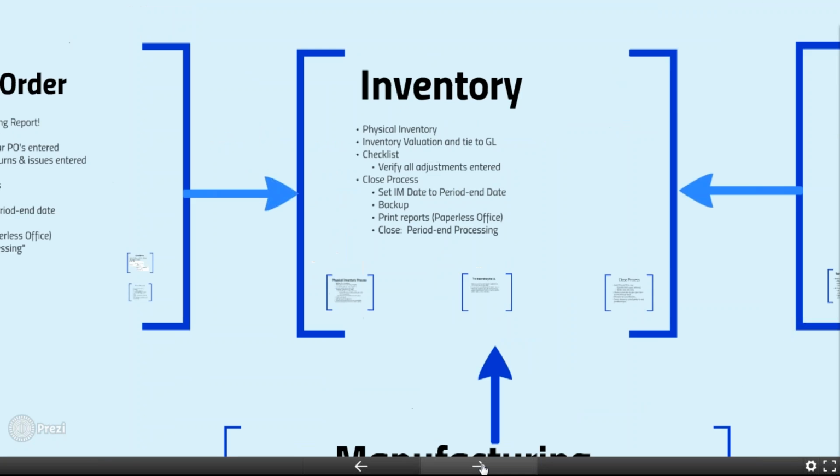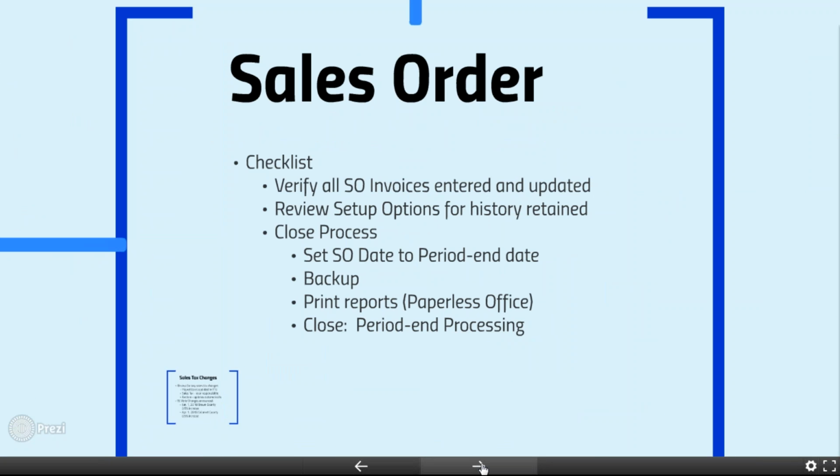So we're going to go on to the next. Once you finish purchase order, we're going to move on to sales order. It's very similar to purchase order. First, you want to make sure you have all your invoices entered and updated, review your setup options, and then go through the close process, making sure to run and save your reports. And although you don't have to review purchases clearing here in sales order, there is one thing that you should review in sales order at this time.